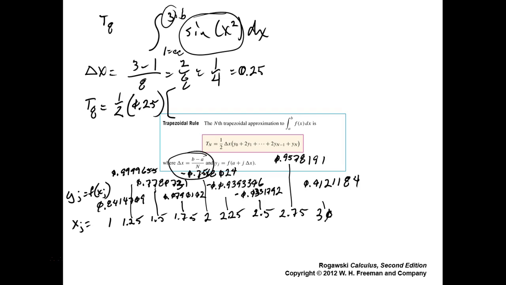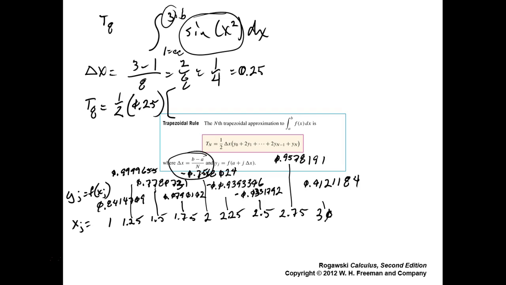Okay, inside that parenthesis, you first put 0.8414709 plus 2 times 0.9999655. Plus 2 times 0.778073 plus 2 times 0.0790102. Okay, wait, okay. All right.